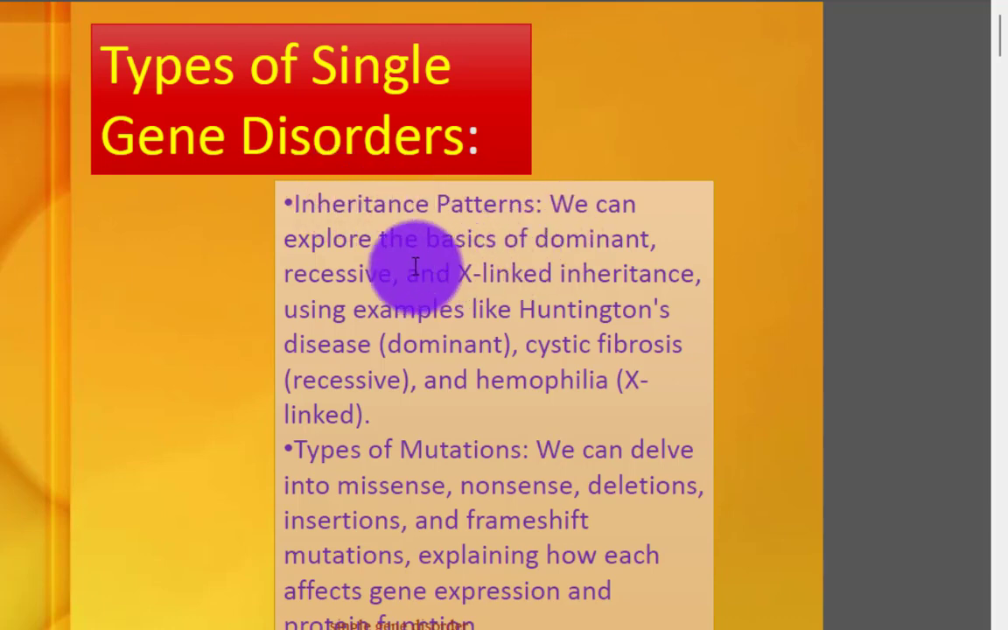Inheritance pattern. We can explore the basics of dominant, recessive, and X-linked inheritance using examples like Huntington disease, dominant; cystic fibrosis, recessive; and hemophilia, X-linked.